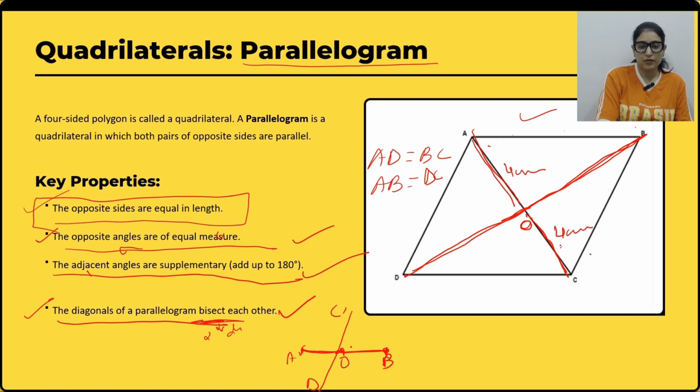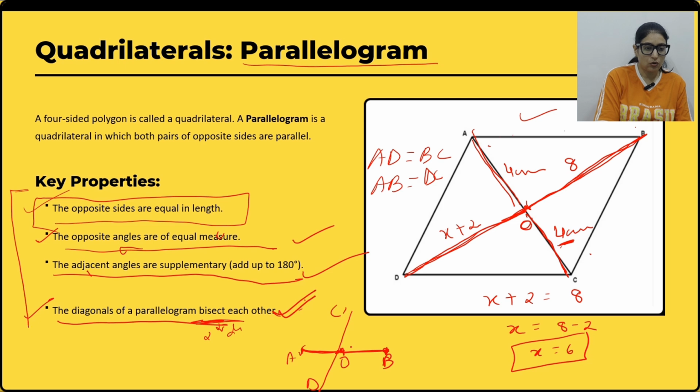Clear? How will questions come? DO will be given as x plus 2, and OB will be 8 centimeters. You have to find the value of x. By this property that diagonals bisect each other, we know that x plus 2 will be equal to 8, and hence x will be 6. Am I clear? So you have to keep these properties in mind before solving your questions.